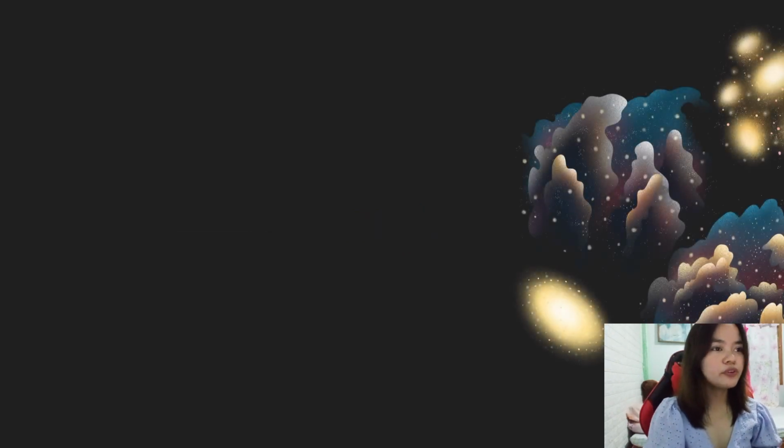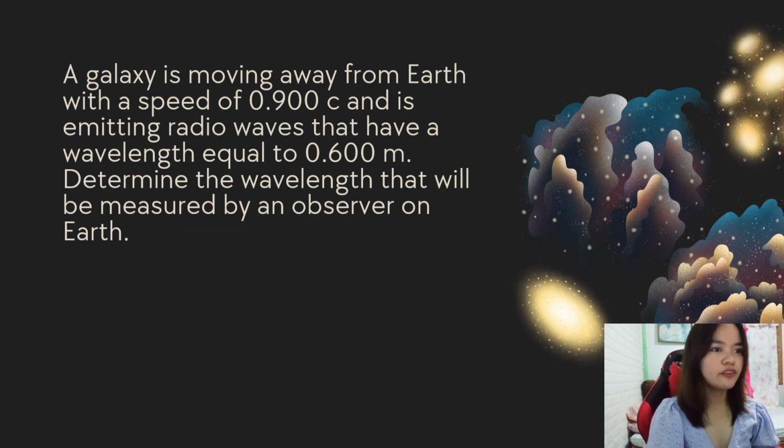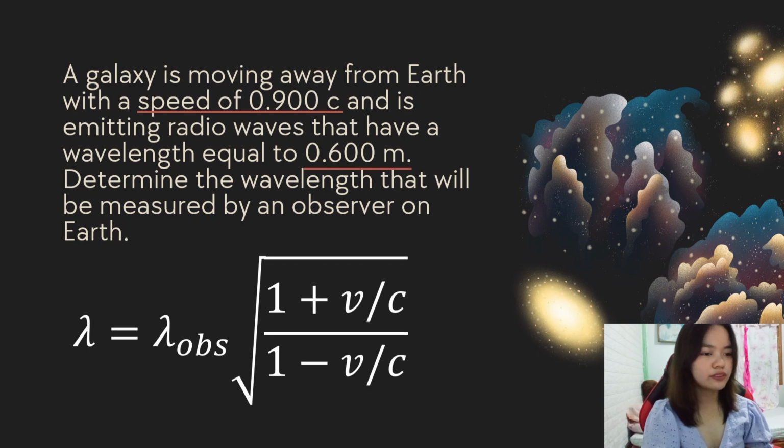A galaxy is moving away from Earth with a speed of 0.900c and is emitting radio waves that have a wavelength equal to 0.600 m. Determine the wavelength that will be measured by an observer on Earth. First, let's identify the given values: the speed and the wavelength. And it also says here that we are looking for the wavelength, so the formula we will use is the formula for the wavelength shift.